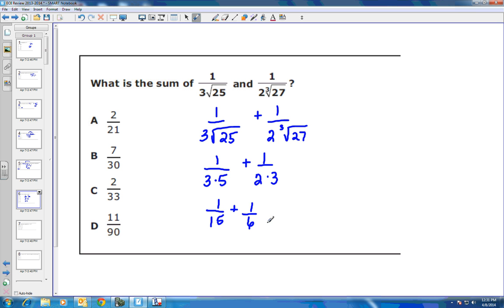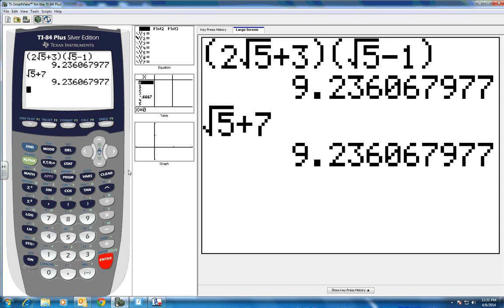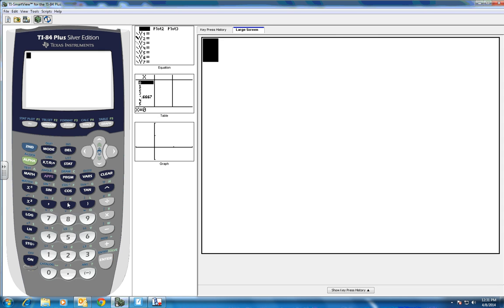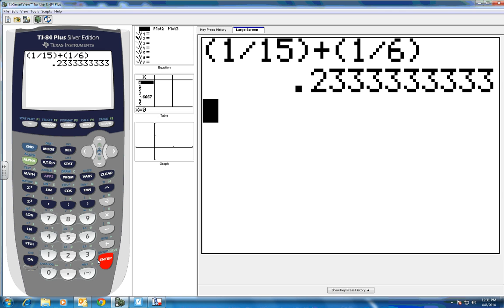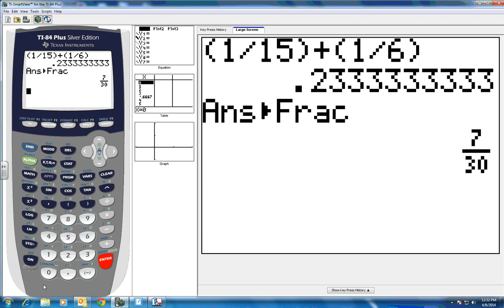And then could I just put that in my calculator? 1 over 15 plus 1 over 6? Okay, so let's do that. Parenthesis 1 divided by 15 plus parenthesis 1 divided by 6. Now when I put that in, it's going to give me a decimal. Do you remember how to change your decimal answer to a fraction? Math, enter, enter. So my answer is B. Okay?